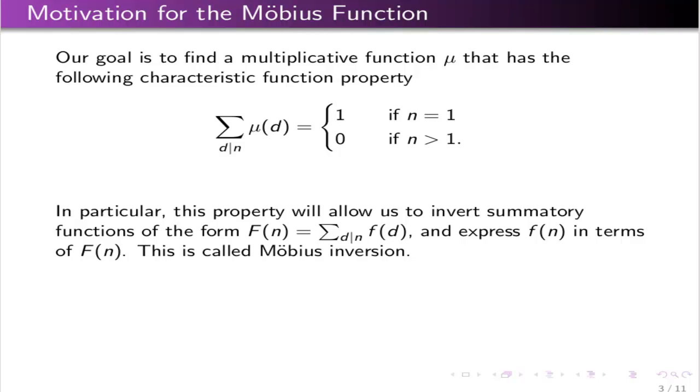Okay, some motivation. Our goal is to find a multiplicative function mu that has the following characteristic function property: if you look at the sum over the divisors of n of mu of d, I want this to equal 1 if n is 1, and 0 for every other positive integer. So this quantity on the left serves as a characteristic function for identifying when we are at the point 1. It'll be 0 for all numbers other than 1. In particular, this property is going to allow us to invert summatory functions of this type. We were looking at these types of functions last time, and I want to invert it and express little f in terms of capital F. The Mobius function allows us to do that, and that's called Mobius inversion.